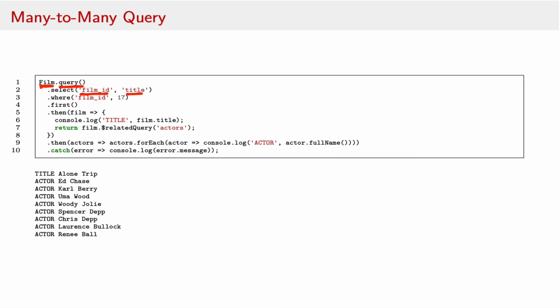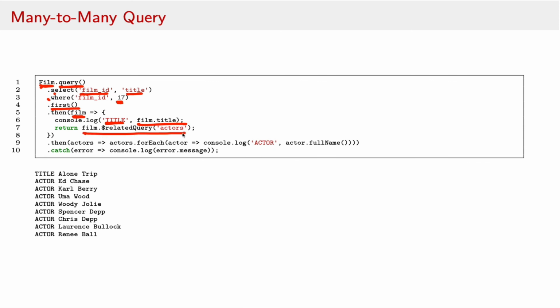So I can choose particular columns to select. I can choose a particular film that I'm interested in by film ID. I'm only asking for one film, so I've included the first function here, or the first method. And what I'm going to get back then is a film together with its actors. So here's the film object that is going to be passed to me if the query promise resolves successfully. And what I'm doing is printing out the film's title with a title header, and then I'm going to get the actors for that film.